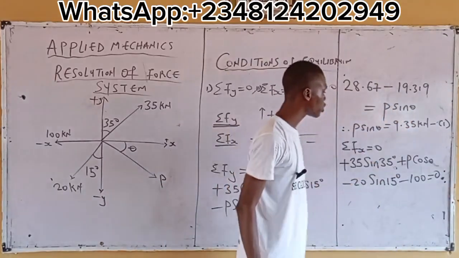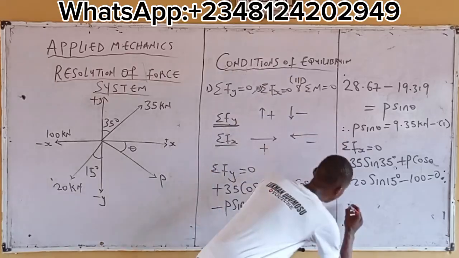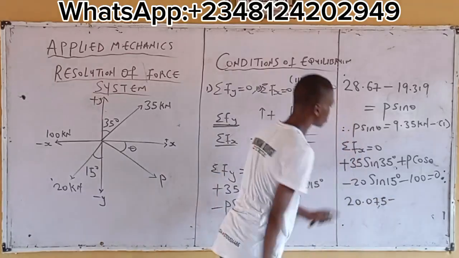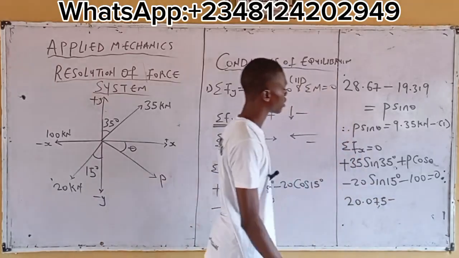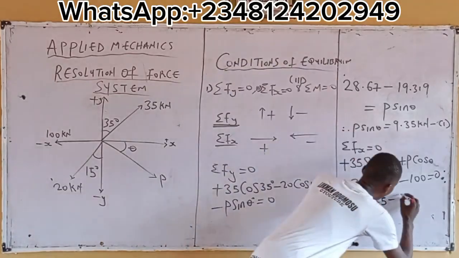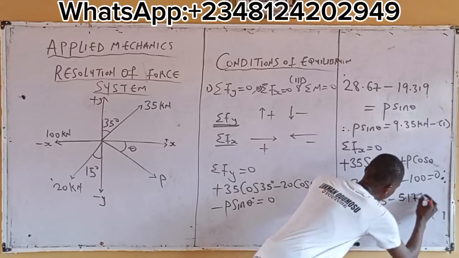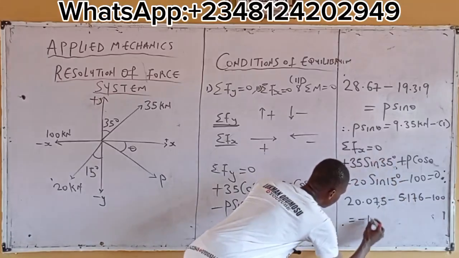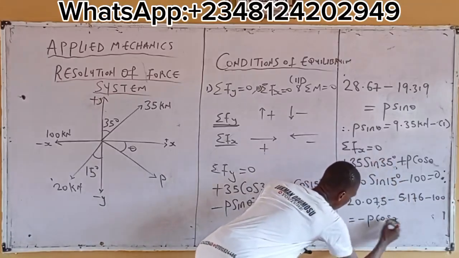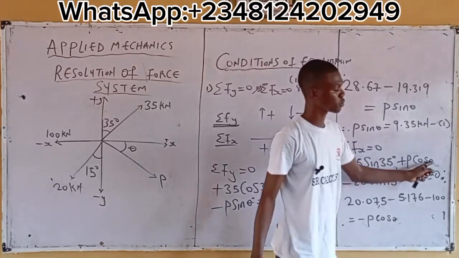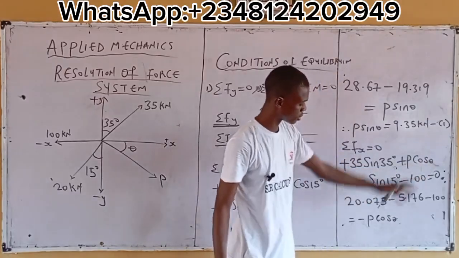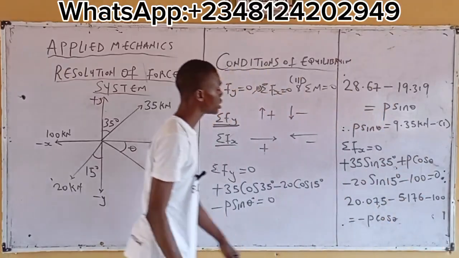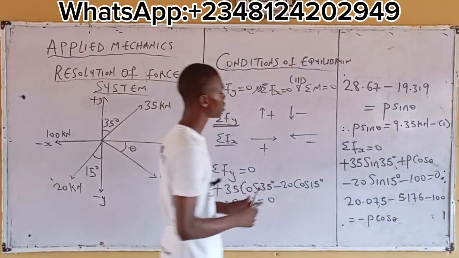35 sine 35, what's your answer? 20.075. 20.075 minus 20 sine 15, what's the answer? 5.176. 5.176 minus 100 is equal to negative P cos theta, because you are making P cos theta the subject of the formula. By the time P cos theta goes to the other side, it turns to what? Negative. Now, what is the summation of this guy? What do you have? 5 minus 85.